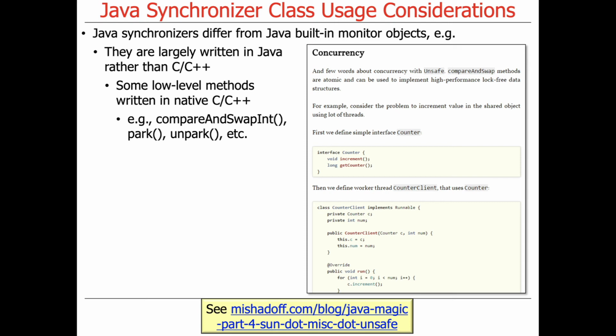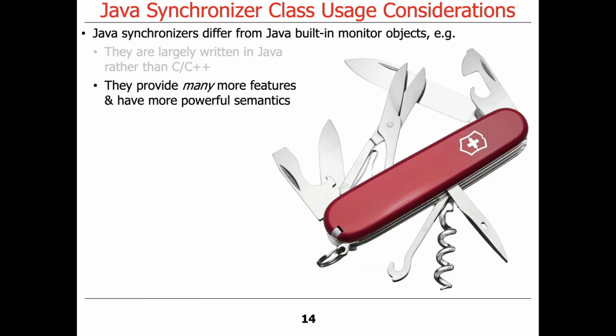And there are also these low-level methods that use the very low-level features of the Java virtual machine. You don't actually get access to those things, but they're used internally for the most part. The Java synchronizers also provide many more features and have more powerful semantics than the built-in monitor objects. Built-in monitor objects include things in Java like the synchronized keyword, which is used both on methods and on statements. That's a good example of a built-in monitor object feature.